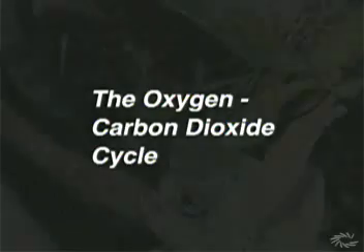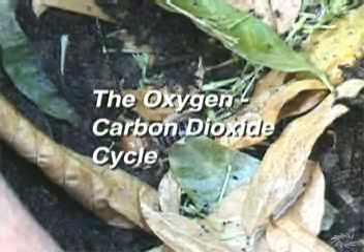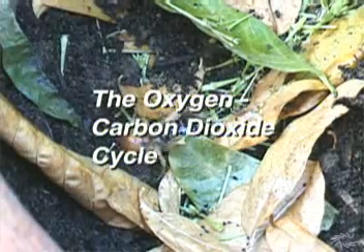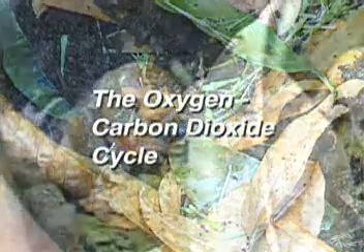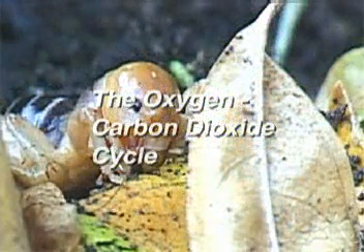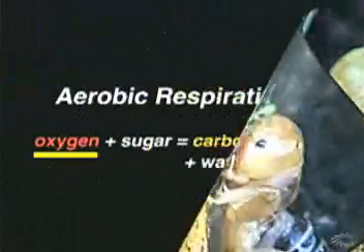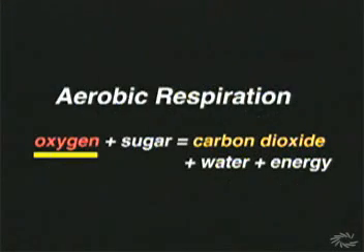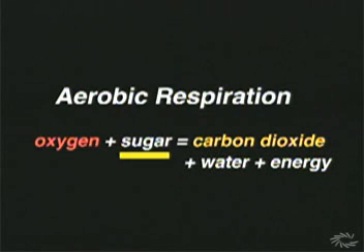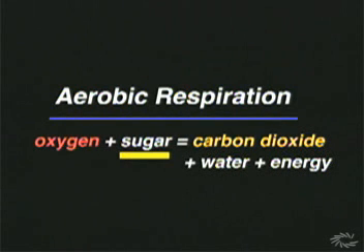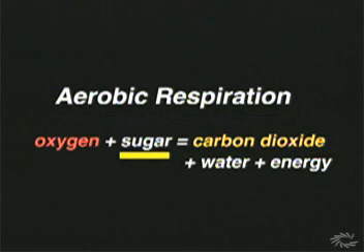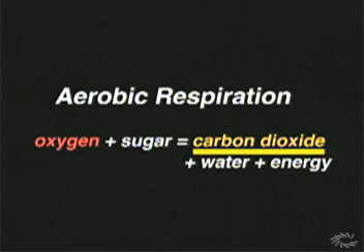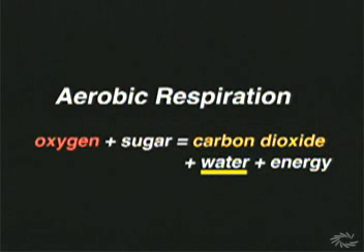Almost all organisms need oxygen to survive. In nature, oxygen is continually recycled thanks to what is called the oxygen-carbon dioxide cycle. The cycle begins when oxygen atoms from the environment are chemically transferred to carbon atoms in sugar during the important cellular process called aerobic respiration. This turns the sugar into carbon dioxide and water molecules that are released back into the environment.